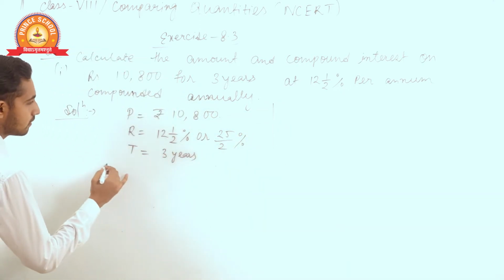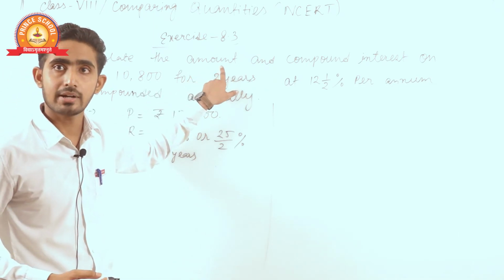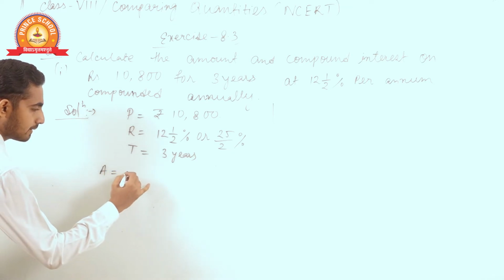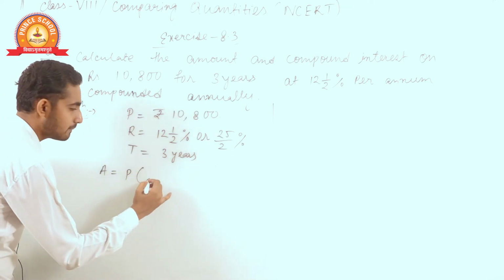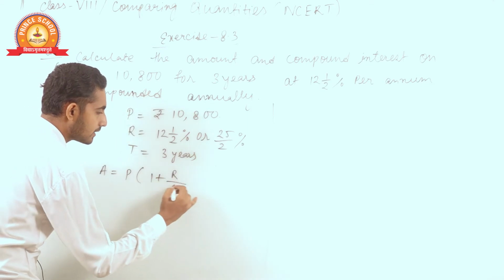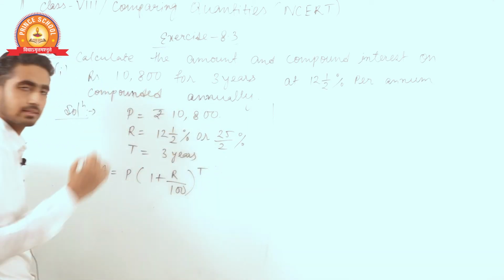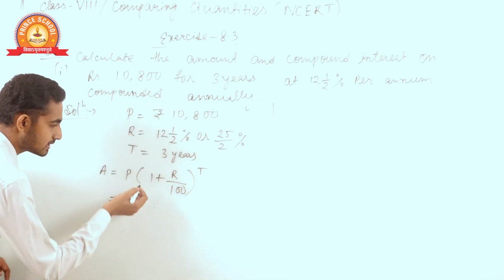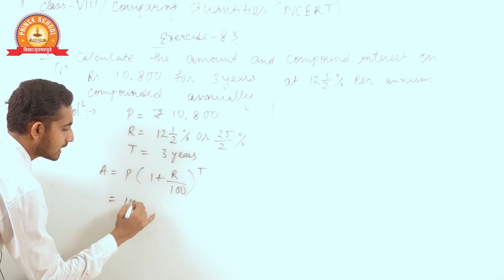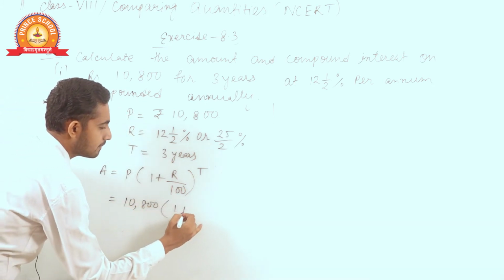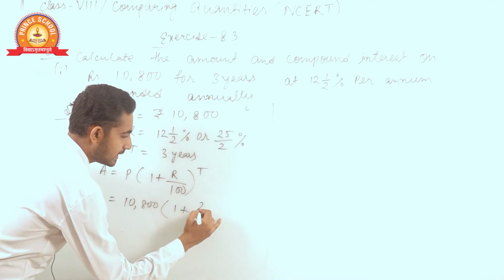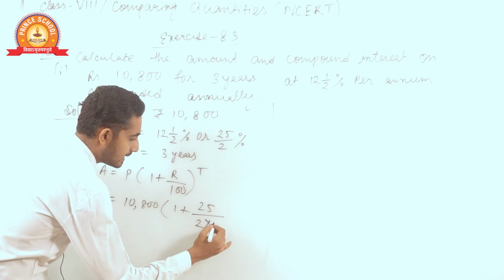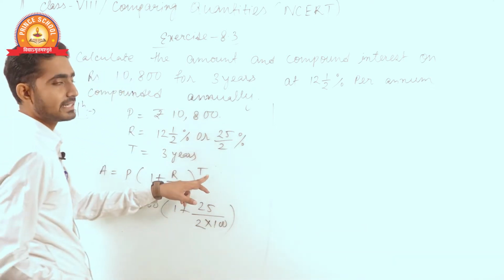Now what we have to find? Amount. The formula of amount is equal to P multiplied by (1 plus R upon 100) raised to the power T. All the things we have to know already. So instead of P we put 10,800 rupees, 1 plus R is 25 upon 2, this 2 we take down, multiplied by 100, raised to the power T. T is 3 years.